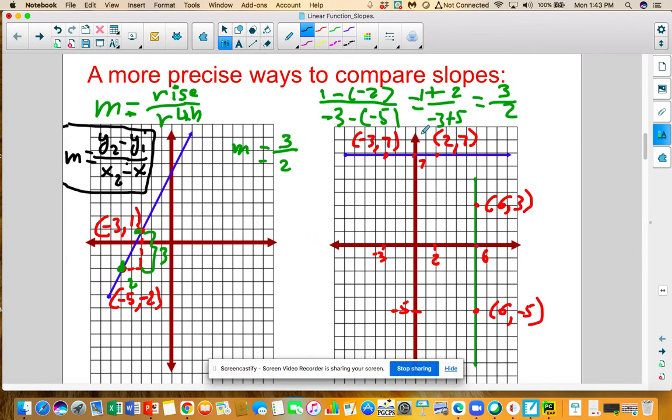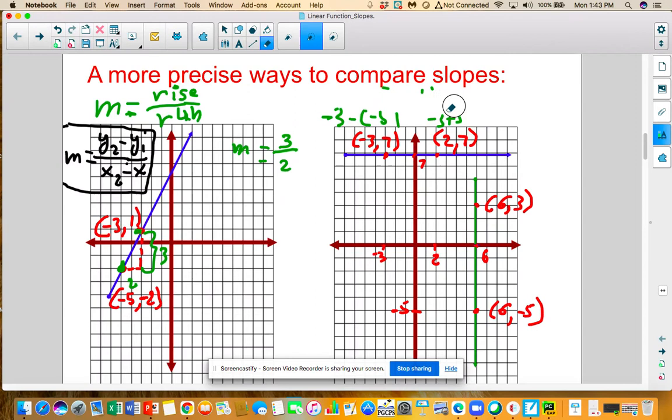Now, let's explore this line on my right hand side right here. Okay. Now we are again talking about a horizontal line and a vertical line. All right. So we already mentioned that the slope of a horizontal line is 0. But how do we know that?